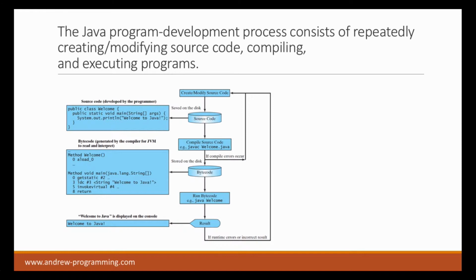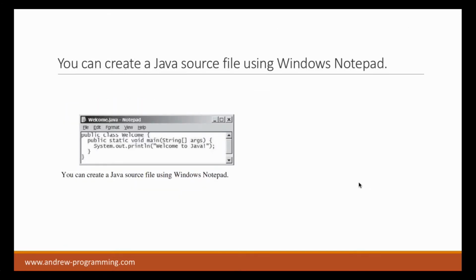This section demonstrates how to create, compile, and run a Java program from a command window. From the command window, you can use a text editor such as Notepad to create the Java source code file, as shown here. Actually, you can use any text editor you like. There is one thing you should notice: the source file must end with the extension .java and must have the same exact name as the public class name.